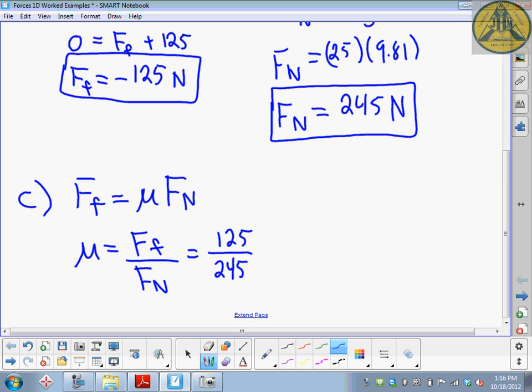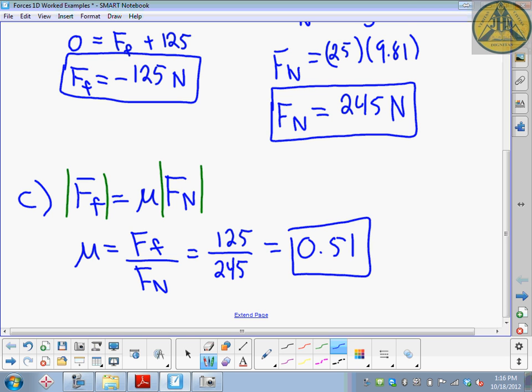In this relationship, we're just using magnitudes. So if you want, I can emphasize that we're just using magnitudes by putting absolute value signs around those forces. After that, calculate it, and you should get 0.51. So there's no units for the coefficient of friction.